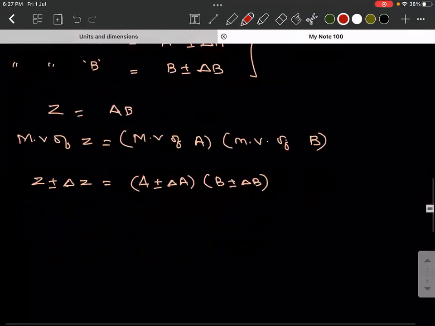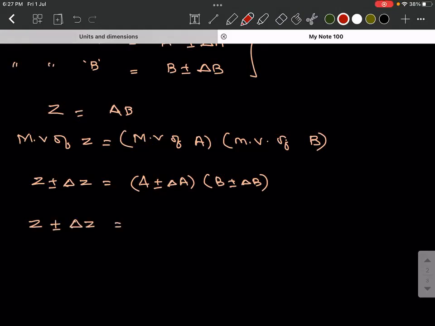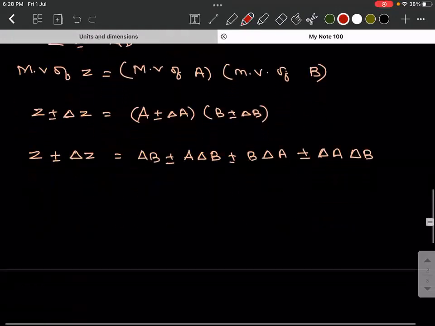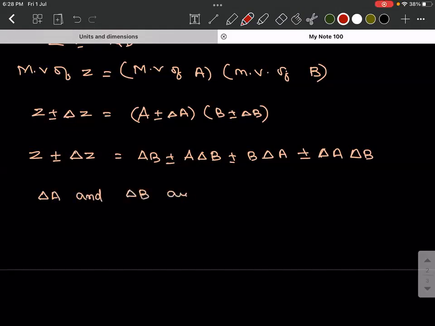Right. Now see, I want everybody to concentrate. This is the trickiest part. You have two terms multiplied with two terms. So totally how many terms do you get? 4 terms. So what are the 4 terms? AB plus or minus A delta B plus or minus B delta A plus or minus delta A into delta B. Is that right? Now observe, delta A and delta B are generally so small. Have this in your mind.